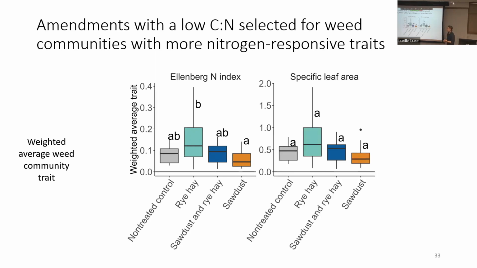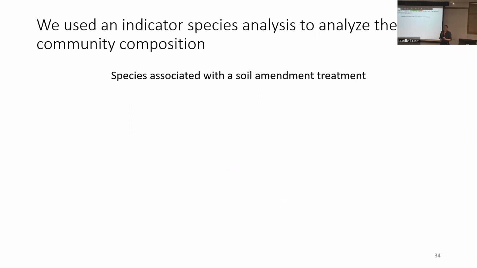And then for specific leaf area, during post hoc analyses, it didn't actually have significant differences between the treatments, but you see the same trend with rye hay having the highest specific leaf area and sawdust having the lowest specific leaf area. We also looked at our weed species community using an indicator species analysis.